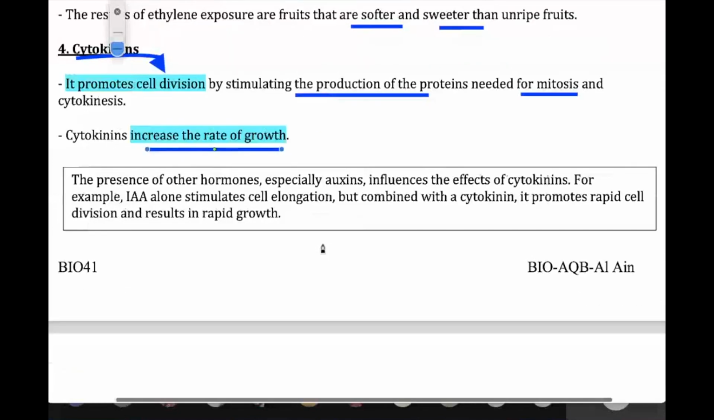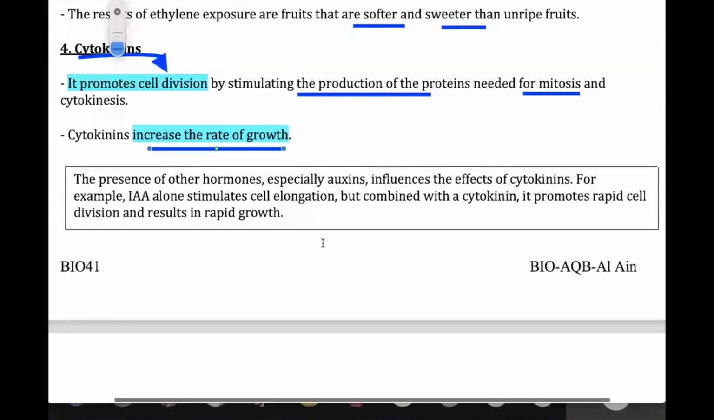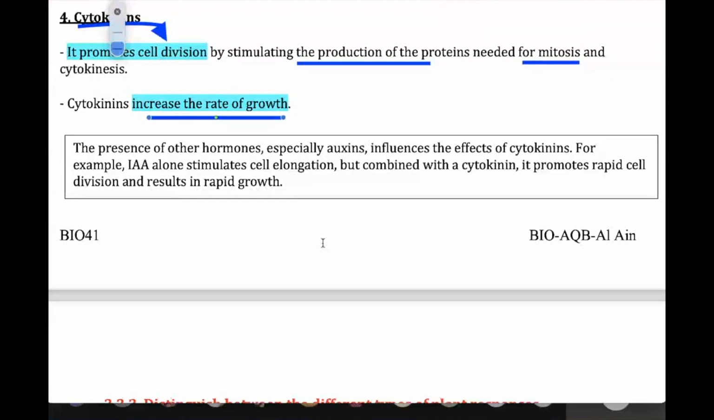There is one more which is called abscisic acid. It's not written over here, but abscisic acid is the main hormone which inhibits or limits cell growth or plant growth. The presence of other hormones, especially auxin, influences the effect of cytokinin.